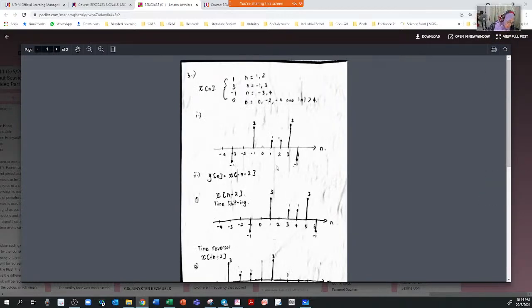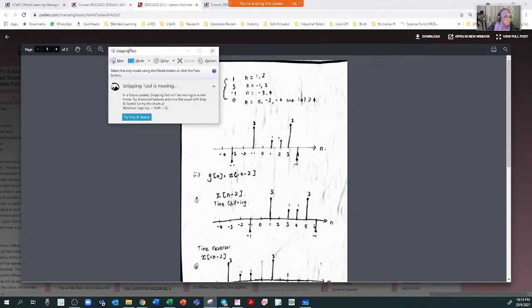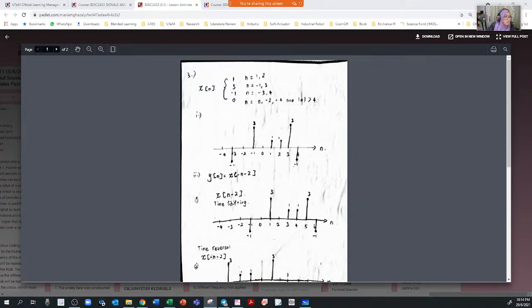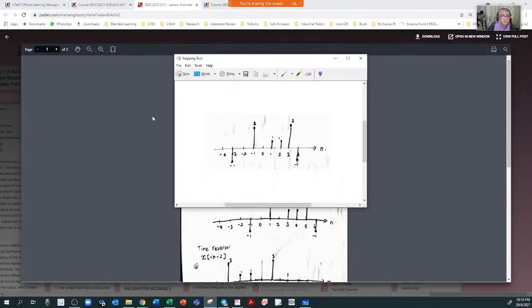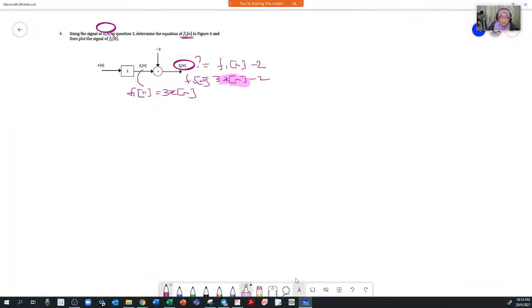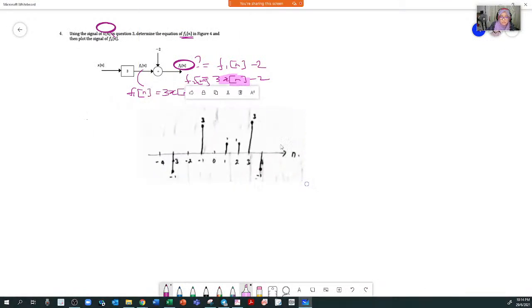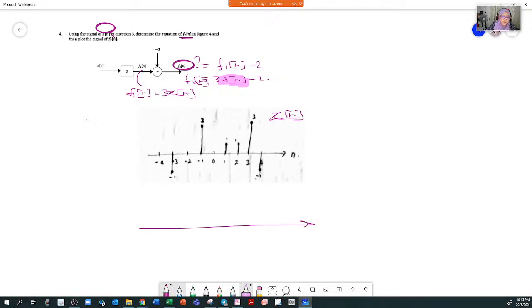Minus 1, minus 1. Okay, so I'm going to use this group's plotting. Okay, this one is signal xn. So this one is xn. Okay. So what you need to do is that you're going to multiply the value by 3.